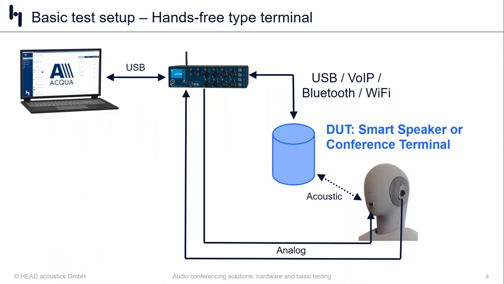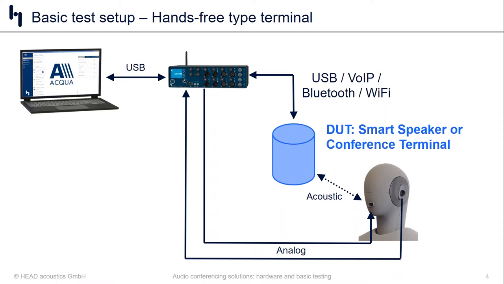Now, from a very fundamental standpoint, let's look at the basic test setup. So in the top left-hand corner, you'll see that we have a PC running our Aqua software. That's the piece of software that handles all the signal generation and the signal analysis. We are interacting with our LabCorp front end, which will serve dual purpose of interacting with our device under test. So if we are talking about a hands-free terminal, we could connect up using USB, voice over IP, Bluetooth, Wi-Fi, and maybe even use some reference clients on or off the LabCorp. The other purpose of the LabCorp is to control the signals going to and from the head and torso. The head and torso, of course, represents a human being in the sound field. That would be us and our acoustic interaction with the device.